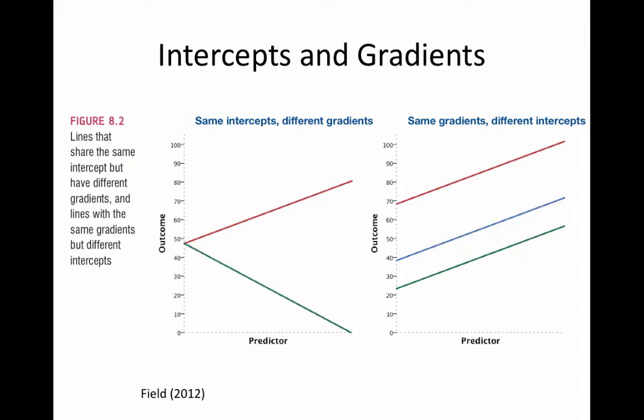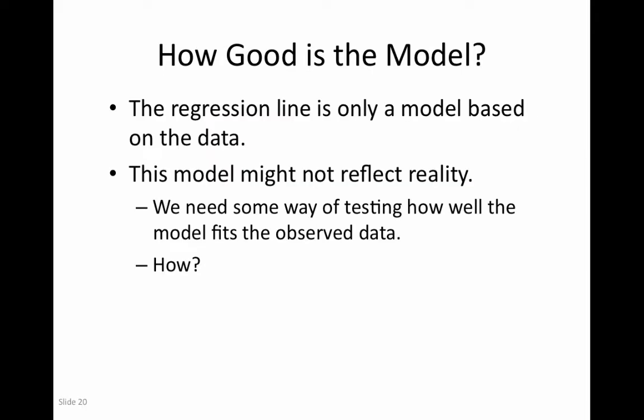Intercepts and gradients. Which one shows the slope with different intercepts? Which one shows the same intercept but with different slopes? How good is the model? The regression line is only a model based on the data. This model might not reflect reality. We need some way of testing how well the model fits the observed data.